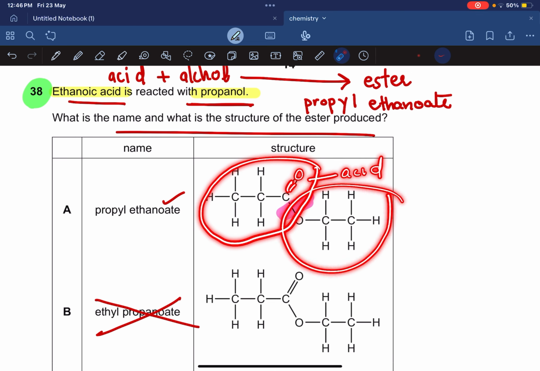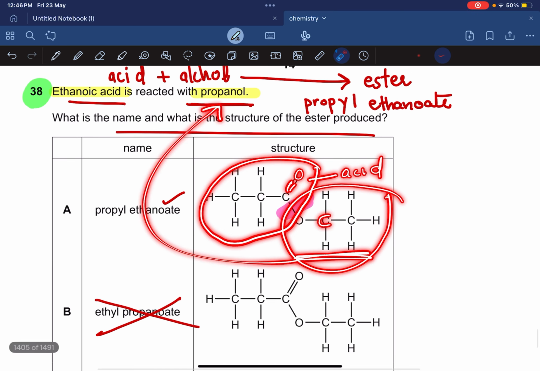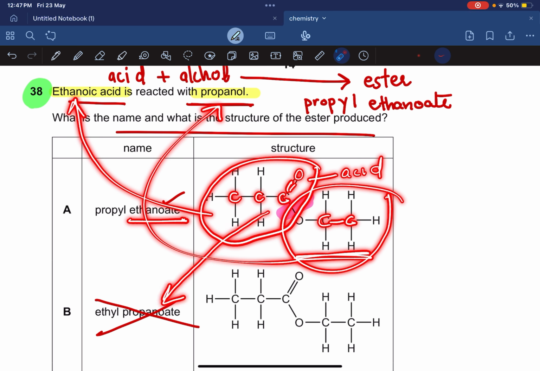So I should have 3 carbons in the alcohol part. Why? Because I have propanol. So unfortunately I only have 2 over here, and I should have 2 carbons in my acid part because that's ethanoic acid, and I have 3 over here. So that's the structure for ethyl propanoate. Trying to bluff us and confuse us.